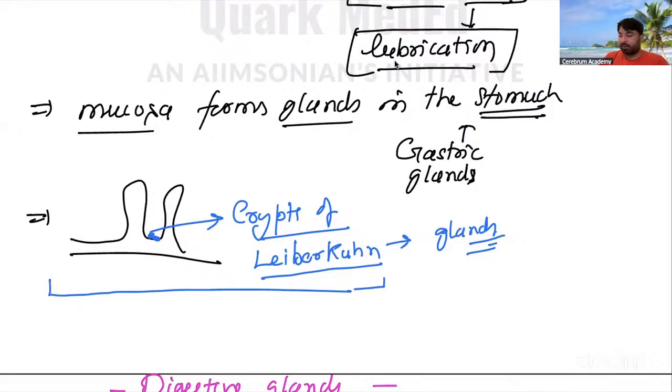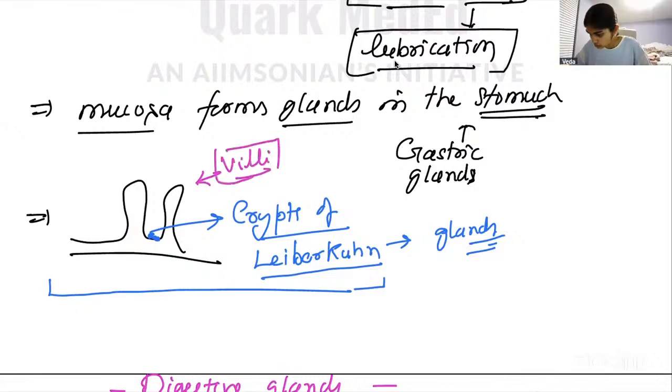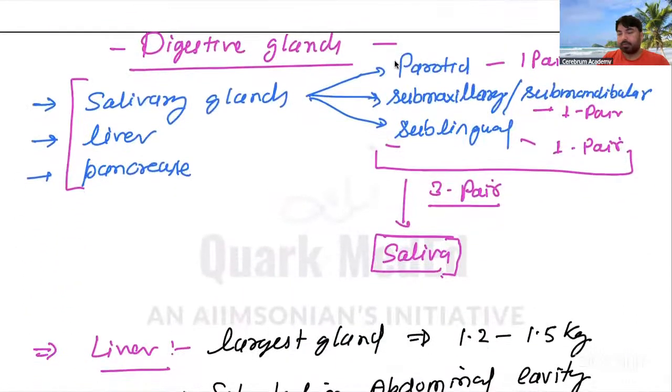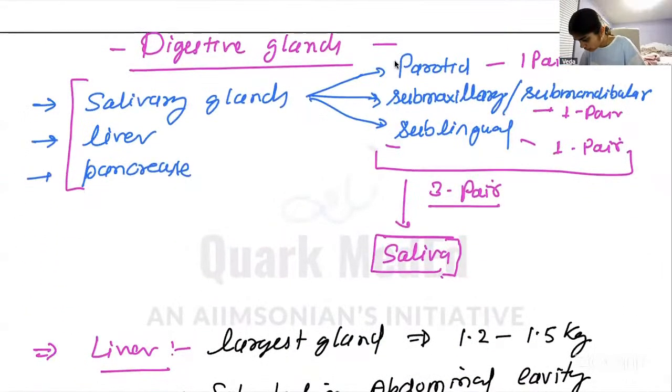One correction, Veda. The tubes inside are lacteals, and the ones on the outside are villi. So it is the slope of the villi, not the lacteals. Lacteals are inside, like this. So in the slope of villi, the cells are crypts of Lieberkuhn, or different kinds of glands. And then the digestive glands have the salivary glands, liver, and the pancreatic glands.